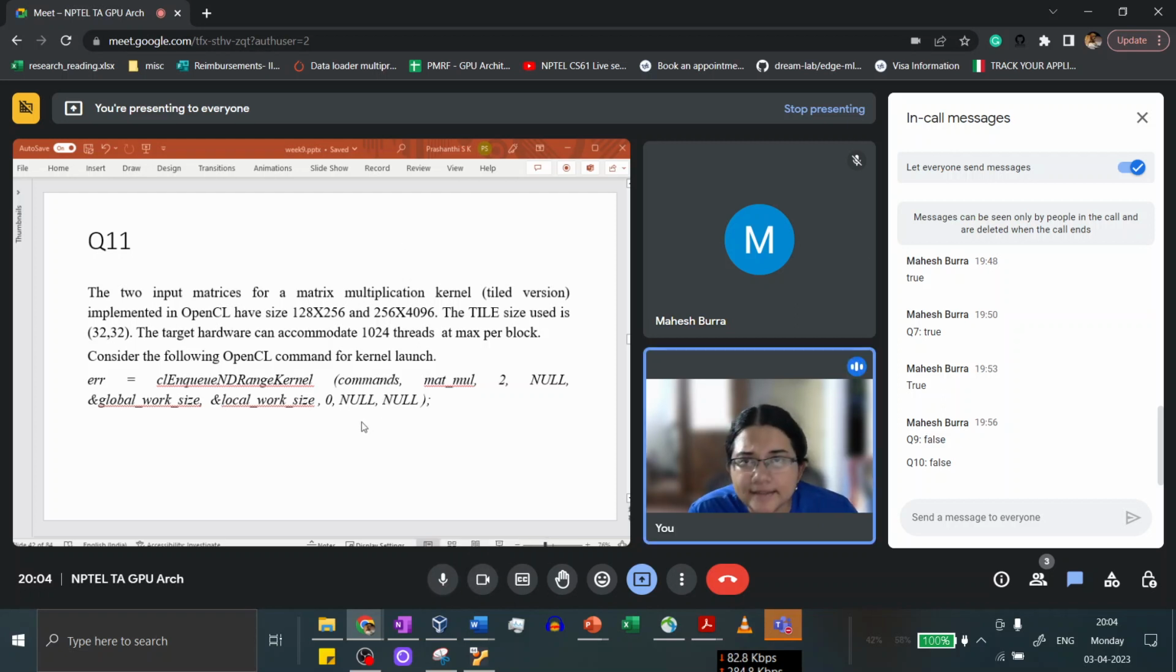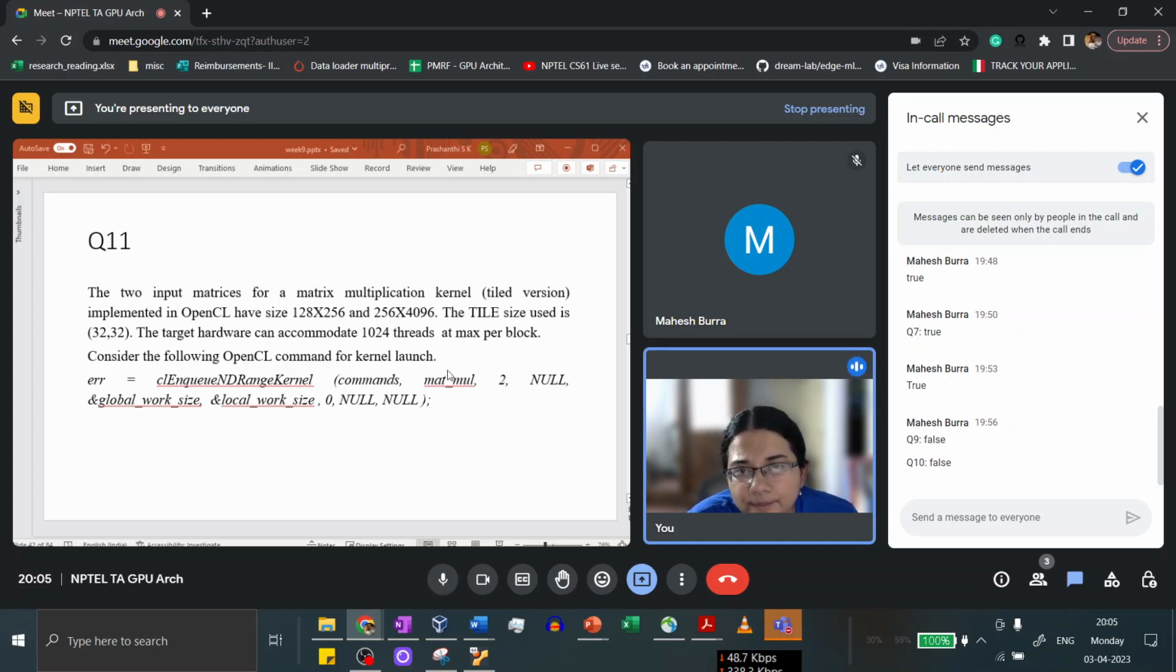Okay, let's continue. So, two input matrices for a matrix multiplication kernel, tiled version, implemented in OpenCL, have sizes 128 by 256 and 256 by 4096. The tile size used is 32 by 32. The hardware can accommodate 1024 threads at max per block.